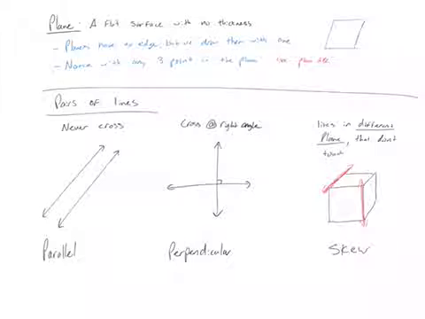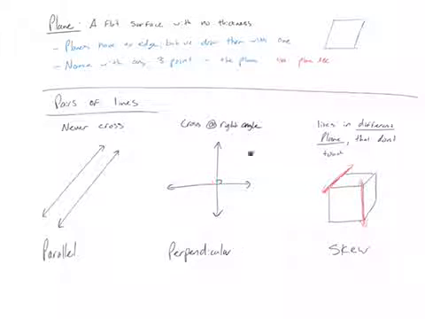Pairs of lines. The first one that you've probably heard of before are parallel lines. Now parallel lines have to be in the same plane, so on the same flat surface, and they never cross. It doesn't matter how far out this way you go towards infinity, they will never cross at some point. So we call those parallel, if they're in the same plane and they never cross.